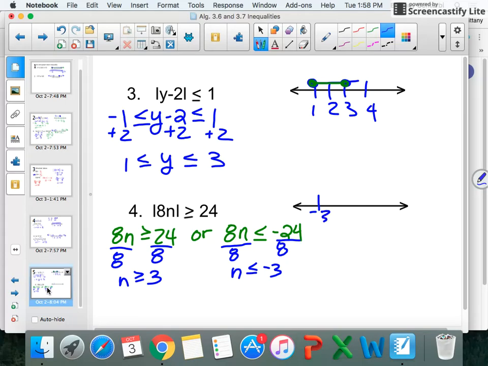And again, we have to plot our points here. So on positive 3, n is greater than or equal to 3, so we're going to put a closed dot. And then greater than, so it's going to go to the right. And n is less than or equal to negative 3, so you're going to put a closed dot on negative 3 and go to the left.